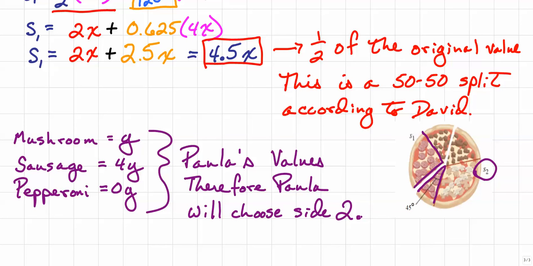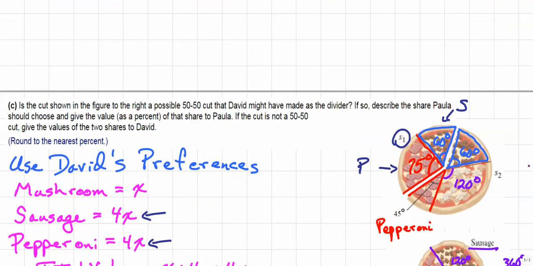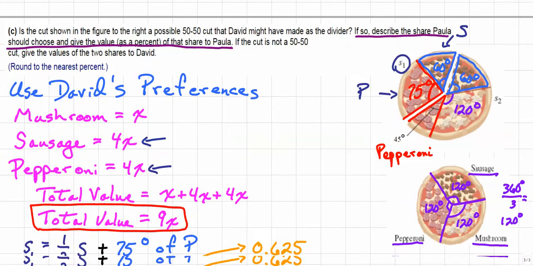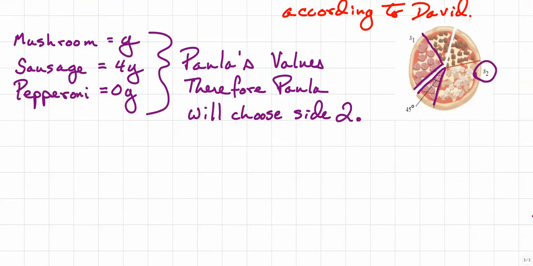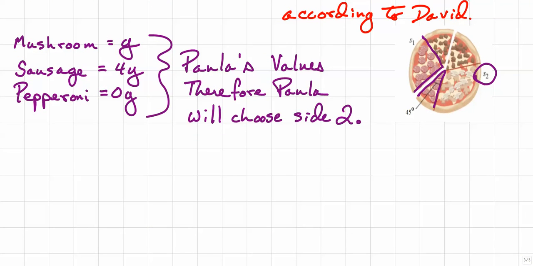Now we need to determine, according to the problem, and let's scroll back up so we can look at it. If so, describe the share Paula should choose and give the value as a percent of that share to Paula. And that's what we're going to do next, using this information. Okay, so now what's the value for side 2 that Paula chooses? Well, remember, side 2 here is made up of pepperoni, and we'll say 45 degrees of pepperoni.